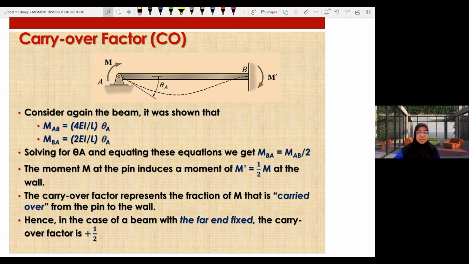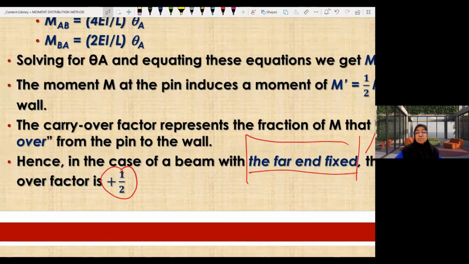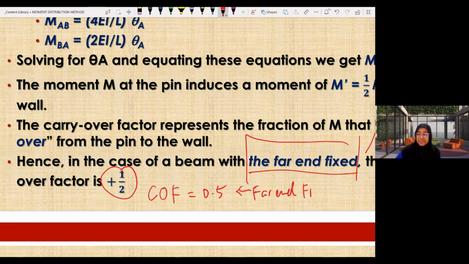So for far end fixed, it also covers internal support. For example, A, B, C, D: B and C are internal. The factor is 1 over 2, or 0.5. So this is the carryover factor. It is 0.5 for far end fixed. And we have another far end, right? We have far end roller as well, far end roller, far end pin. For that one, we use 0 for far end pin or roller.